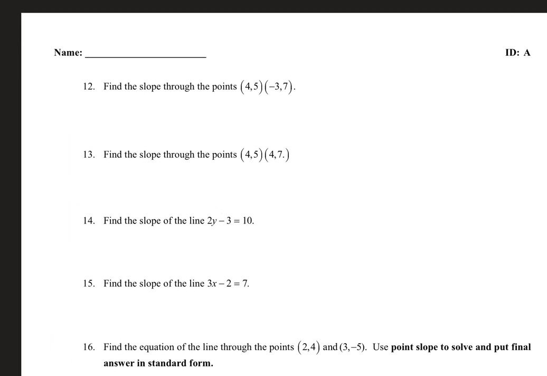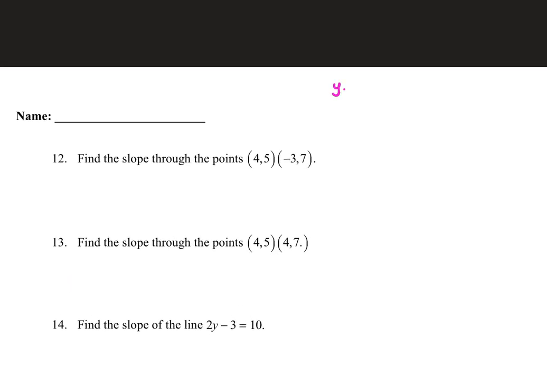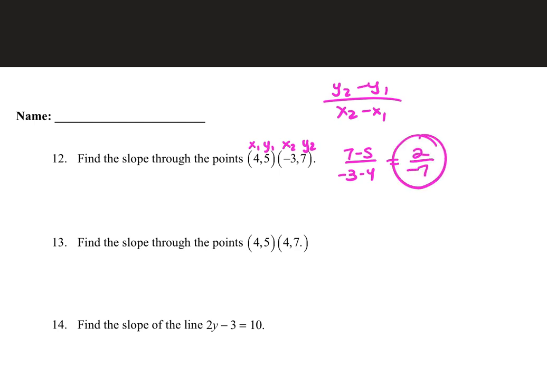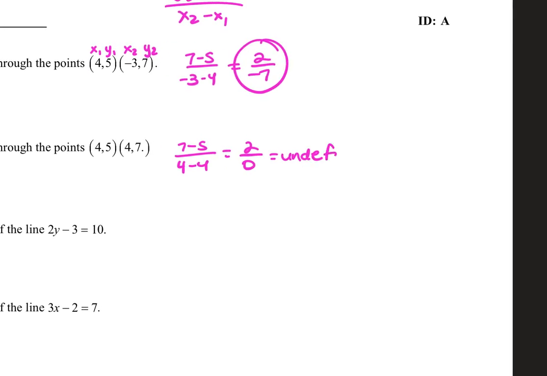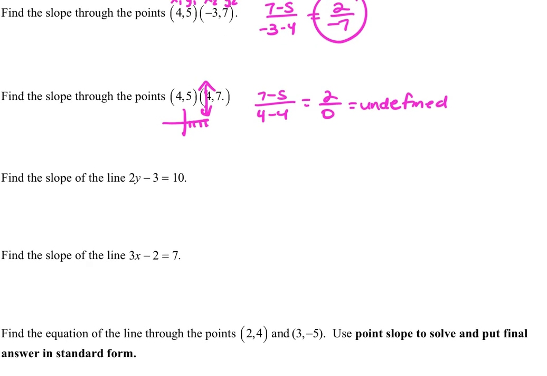Okay, 12 and 13 are finding slope through the points. So this is your y2 minus y1 over x2 minus x1. Doesn't matter which ones you make the 1s and the 2s as long as you're consistent. So 7 minus 5 over negative 3 minus 4 becomes 2 over negative 7, or negative 2/7. 13, 7 minus 5 over 4 minus 4 is 2 over 0, which is undefined, which is consistent with this being 1, 2, 3, 4, 5, and 4, 7, a vertical line, which that slope would be undefined.